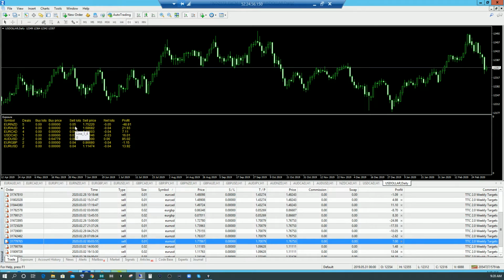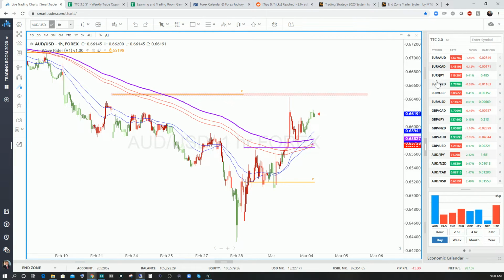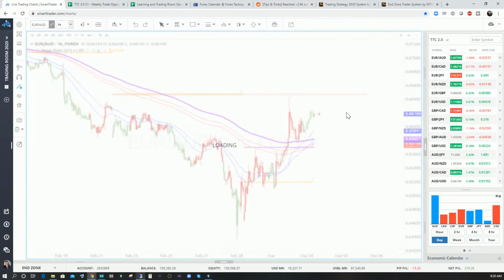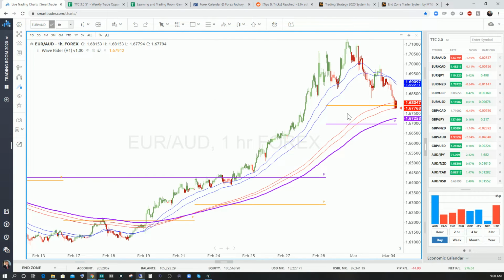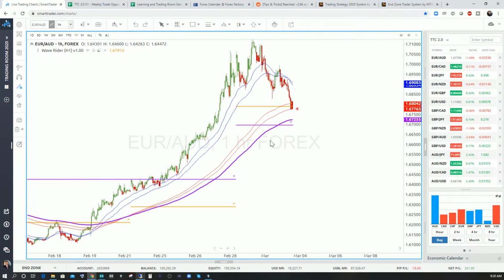Look at the Euro New Zealand dollar. That's moved up nicely. We've gained a little extra on that one. Let's take a look at Euro Aussie. Move to Euro Aussie right here. Where is Euro Aussie? It should be up here at the top. There it is. And Euro Aussie, this week's target right here, hit.